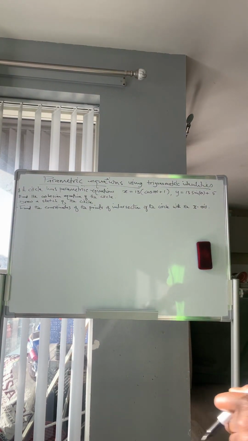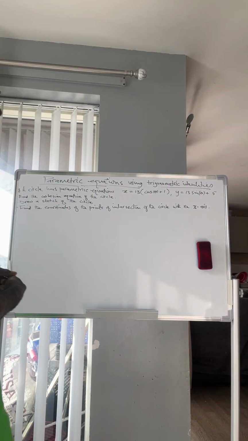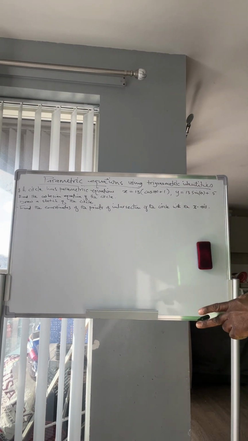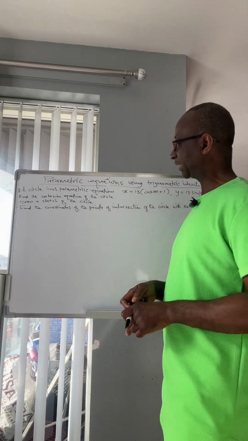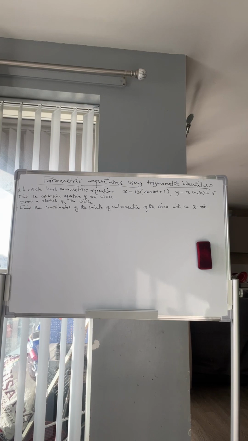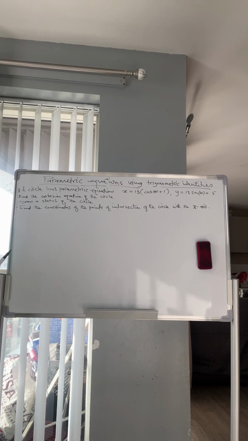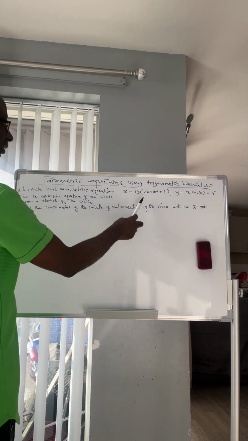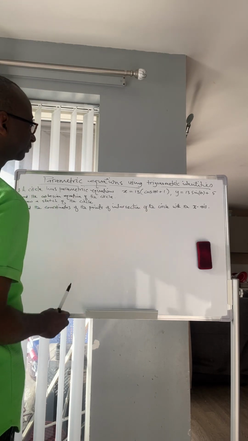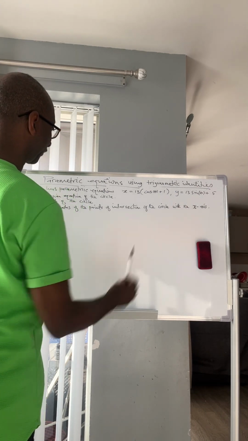We are still looking at parametric equations using trigonometric identities. Without wasting time, let's look at a problem on the board. The problem says a circle has parametric equations x equals 13 (cosine of theta plus 1), and y equals 13 sine of theta plus 5.